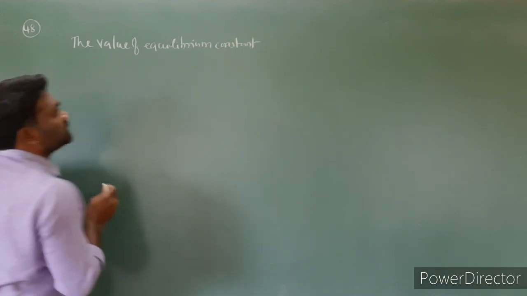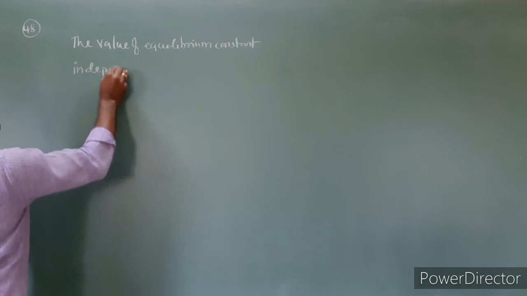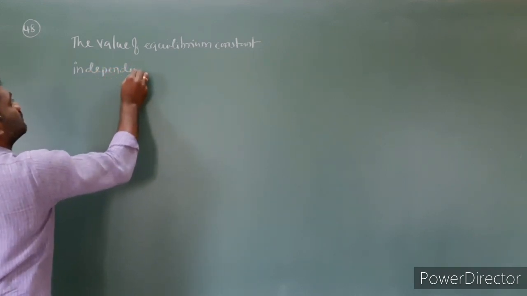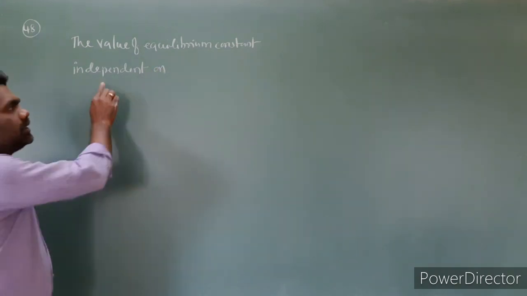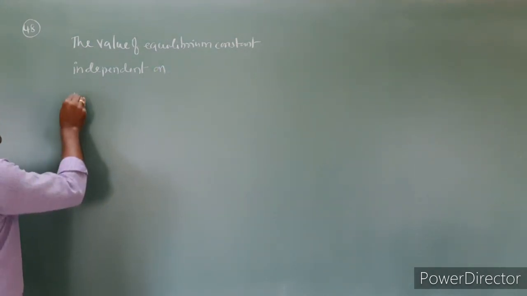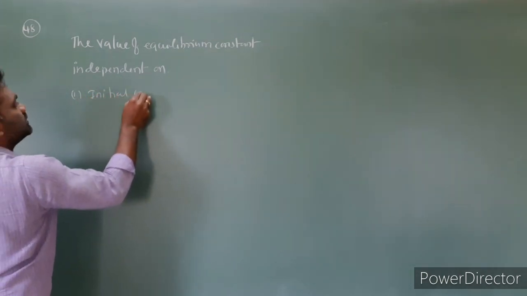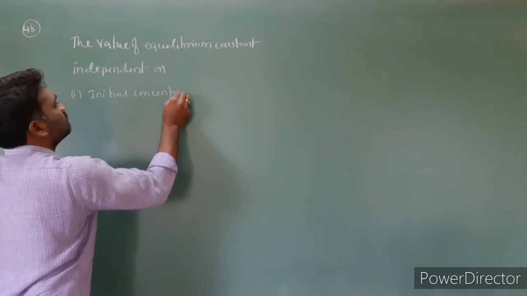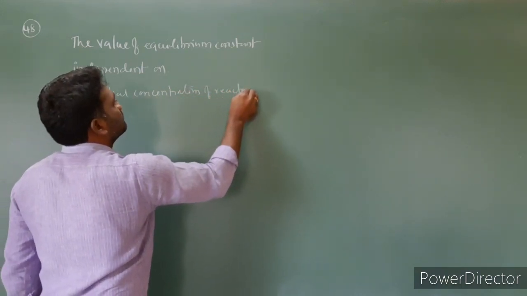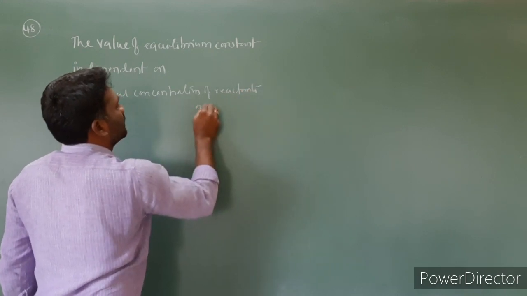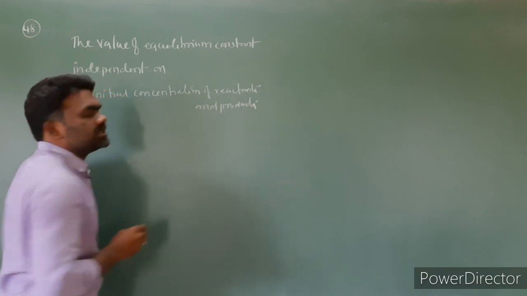The value of equilibrium constant is independent of, that means does not depend on, the first one, the initial concentration of reactants and products. This is a very important point, so I am writing reactants and products.